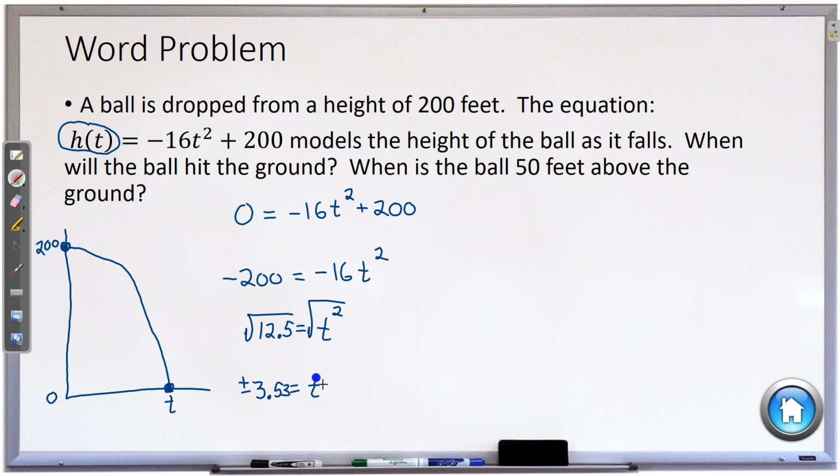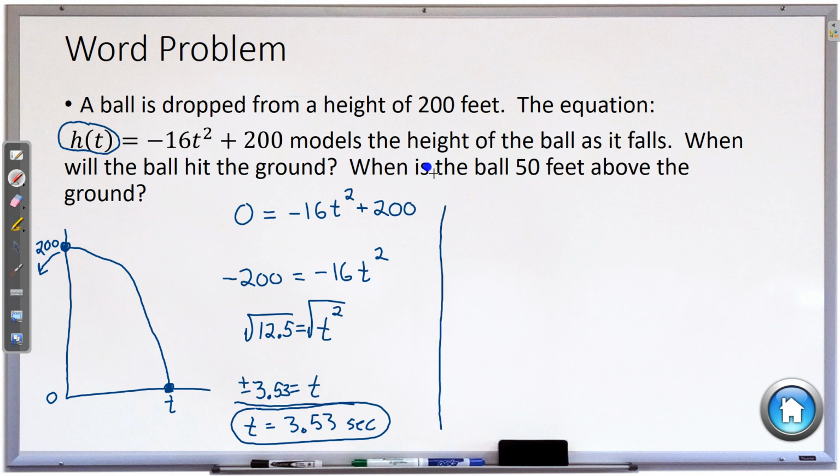But of course, if we're dealing with time, hopefully we can realize that negative time doesn't really make sense. Yes, this parabola does go the other direction, but that doesn't really make sense in real life. And so, because that's not part of our domain, technically, the time it hits the ground is positive 3.53 seconds. Mathematically, there are two answers, but realistically, for this modeling problem, there is only one.